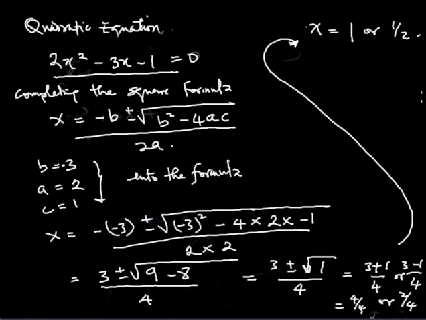We can see with this completing the square formula that we can easily determine the value of x. And what this means in a nutshell is x minus 1 is equal to 0, or x minus half is equal to 0. Thank you.